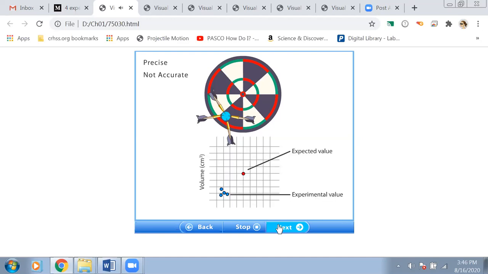Here are the results of another researcher's experiments. These results are precise. The data points are clustered close together, but not accurate. If you were to take an average of those measurements, the average would be pretty consistent, if you know about small standard deviation, but not close to the expected value. So this is precise but not accurate.